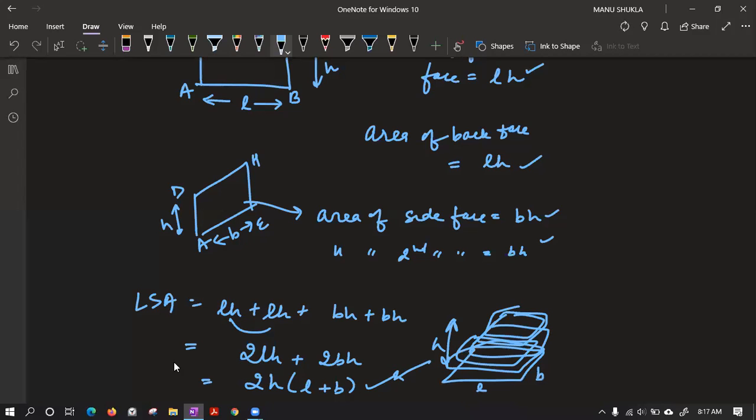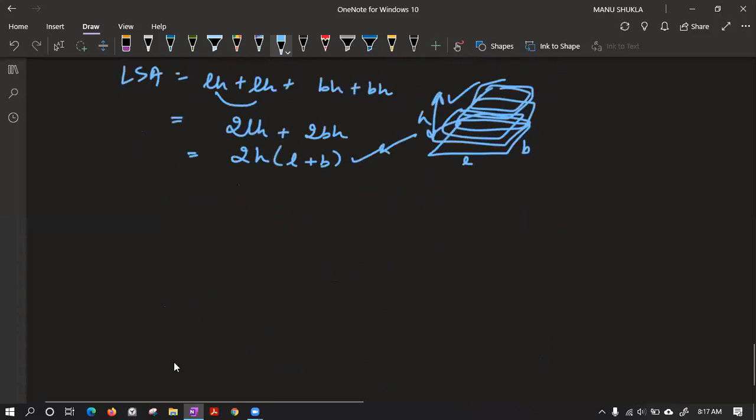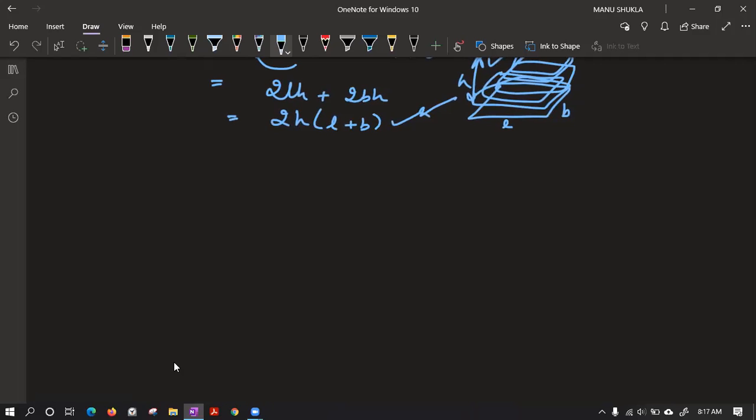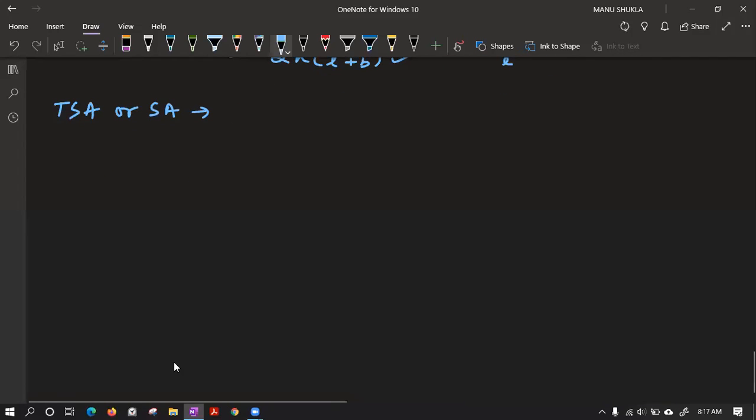So they are the same thing. This thing will help you to remember the formula easily. Now the second thing, that is TSA or SA. If the question is asking surface area or total surface area, that means the same thing. It is understood that surface area is total surface area.